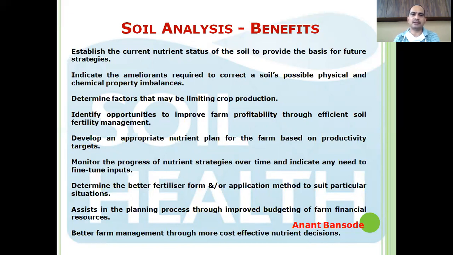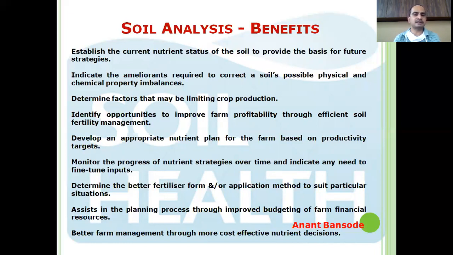Then if there are some problems in the soil due to alkalinity or acidity, we need to add some ameliorants. For example, some farmers add gypsum or some farmers add lime. So gypsum is added to bring that soil to acidity, and lime is added to bring the soil to alkalinity. Whether gypsum has to be added or lime has to be added depends on what the pH of soil is. So the soil analysis shows which ameliorant we need to use for the soil and its quantity also.